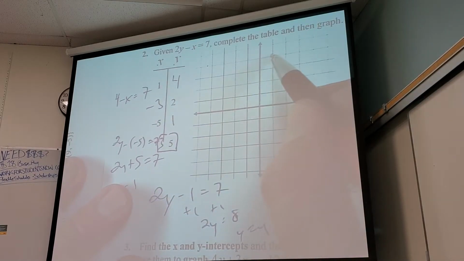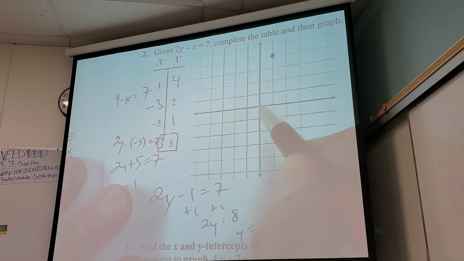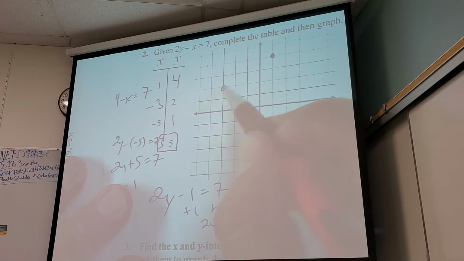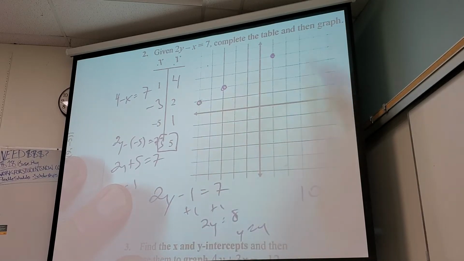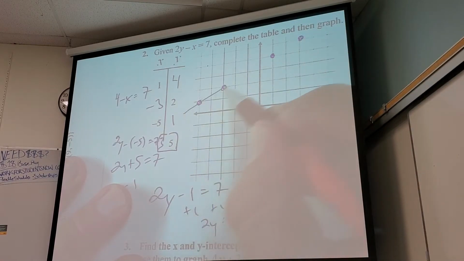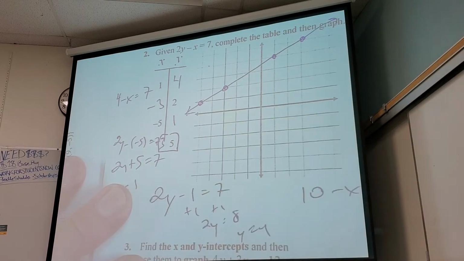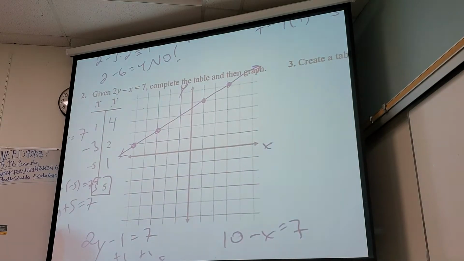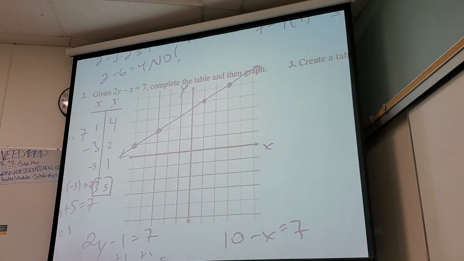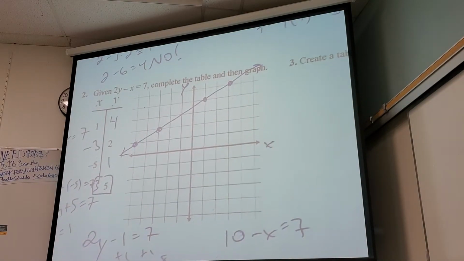1, 4. -3, 2. -5, 1. 3, 5. Everything looks like it lines up. Let's see if Jeff can do it. All right. X, Y. I like it. Or, did everybody do that okay?